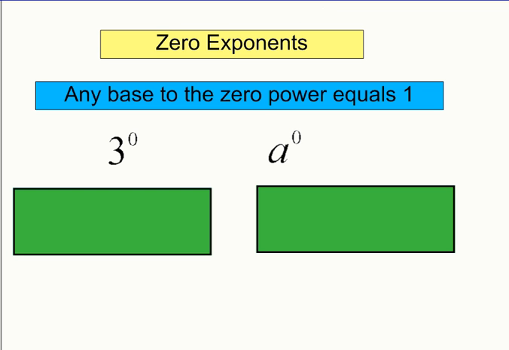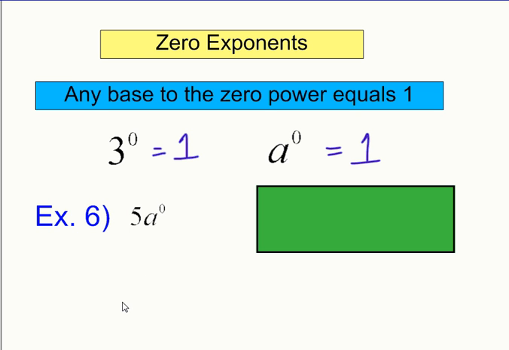Now let's talk about zero exponents. The rule is that any base to the 0 power equals 1. And for right now, I just want you to go with me and accept that, and I'll prove to you in a little bit here why that's true. So if we see 3 to the 0 power, we know that that's going to be equal to 1, no matter what. The same thing is true with a to the 0 power. So any base with an exponent of 0 will always equal 1.